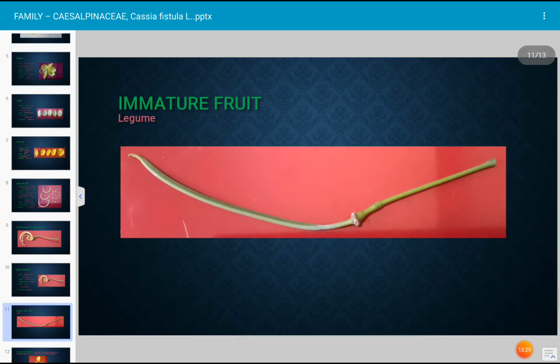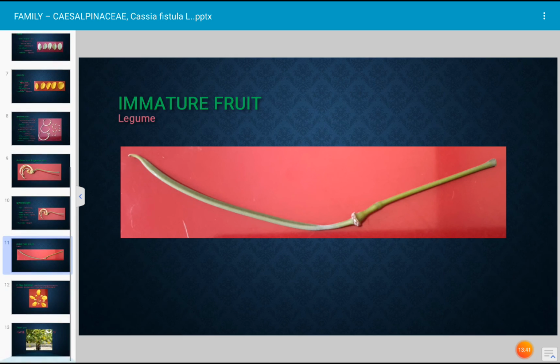Next, this is a very immature fruit, a very young fruit. It is a legume type of fruit, okay. It is a legume type of fruit.